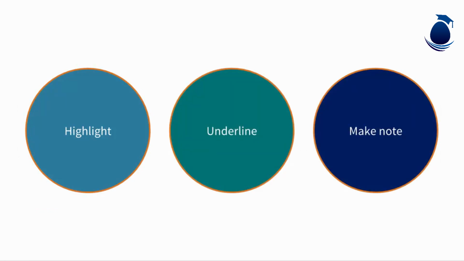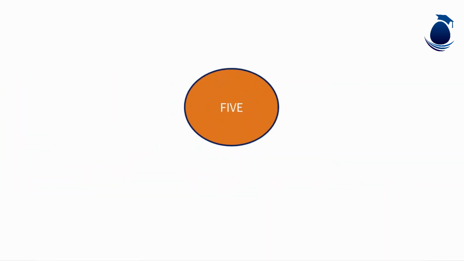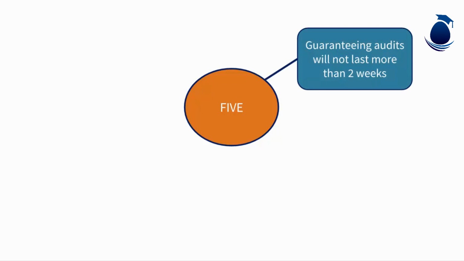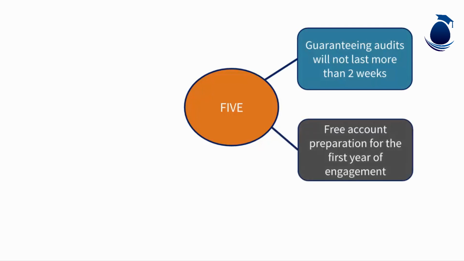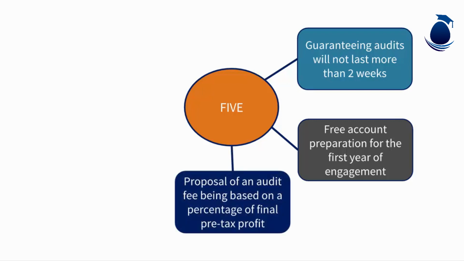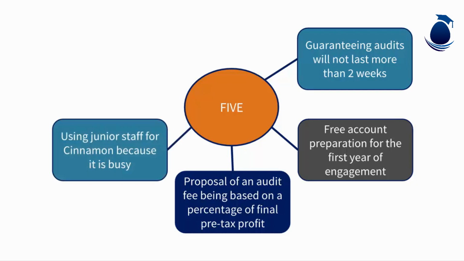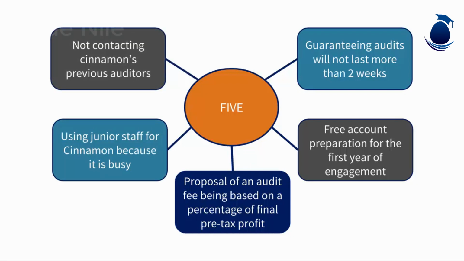that you can find. We need 5 to explain, and then thought is needed as to how Salt&Pepper can reduce the ethical risks. The 5 that I have selected for this video are: guaranteeing audits will not last more than 2 weeks, free account preparation for the first year of engagement, proposal of an audit fee being based on a percentage of final pre-tax profit, and using junior staff for Cinnamon because it's busy, and not contacting Cinnamon's previous auditors.